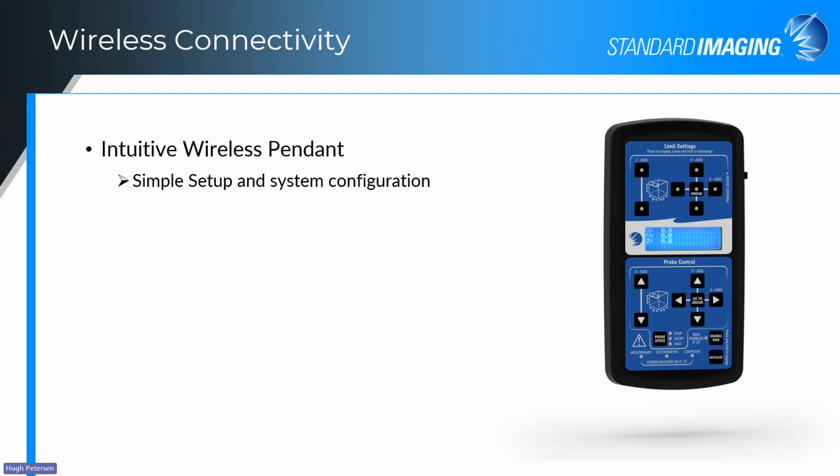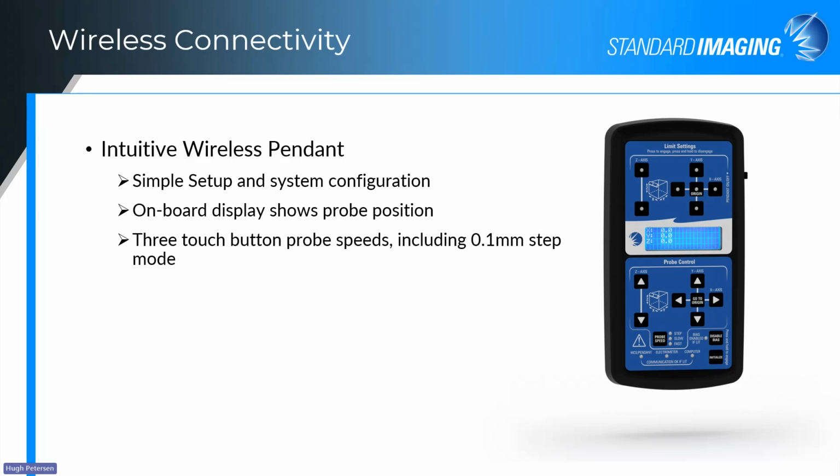It's wireless, so you can walk around the phantom to do your initial setup without being tethered to it and doing any cord management. It's very convenient that way. That onboard display shows the probe position at all times, the speeds, as I mentioned, and the bias switch I mentioned.